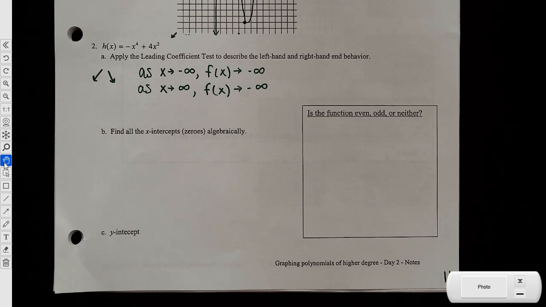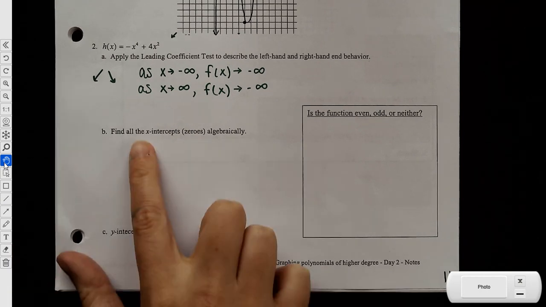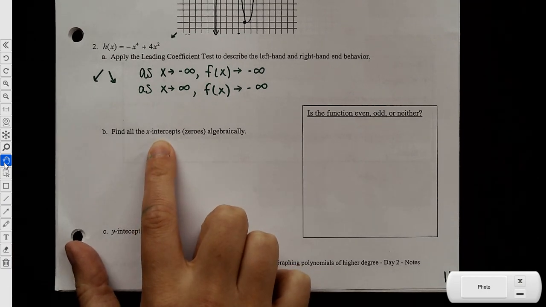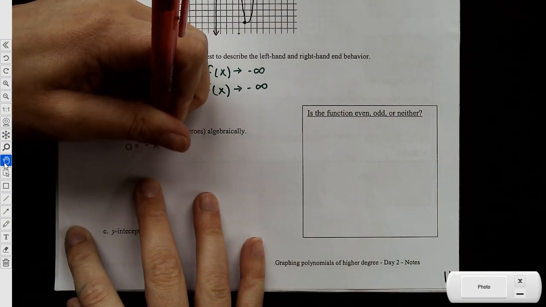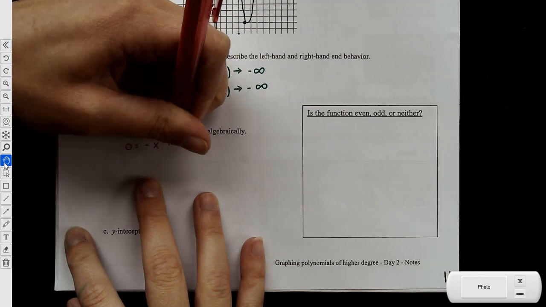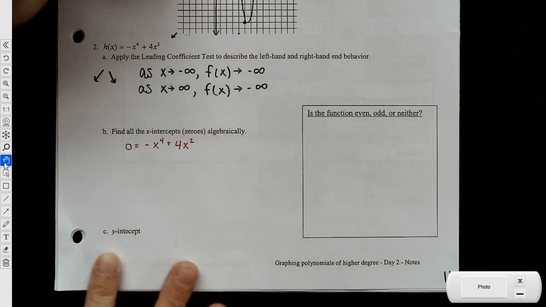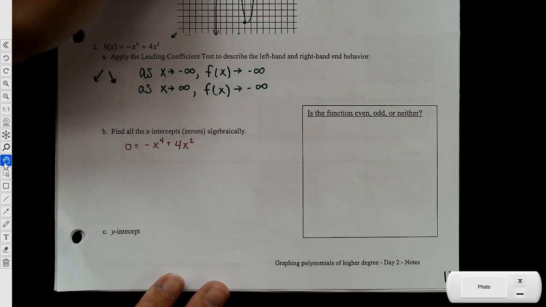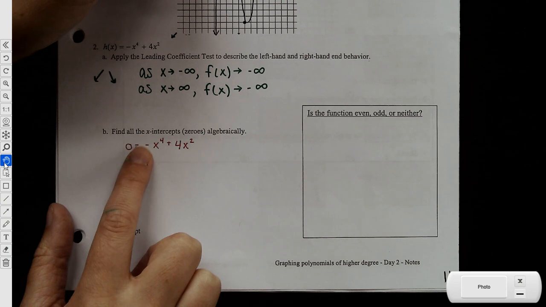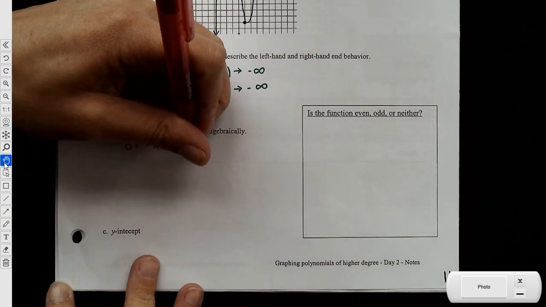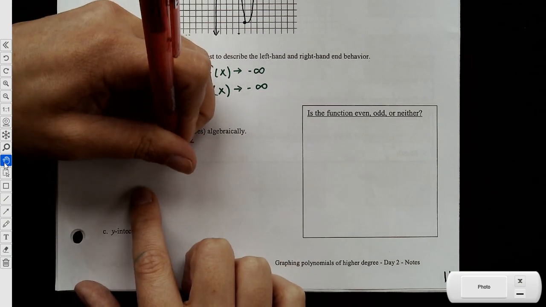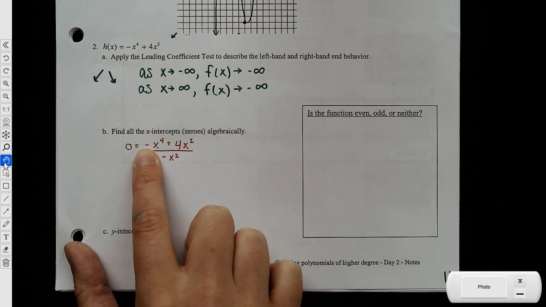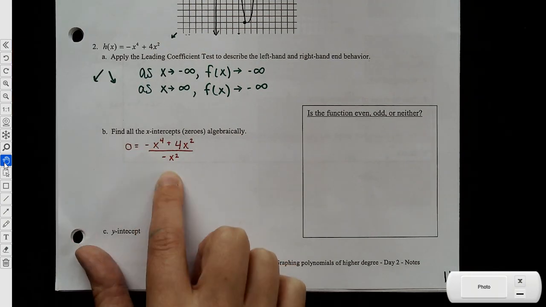So now that I know what's happening on the outside, I want to find out where it's going to cross the x-axis. So I'm finding the x-intercepts. So first I need to factor. So I have 0 equals negative x to the fourth plus 4x squared. Now, something that's really important to me is that I never leave it so that I have a negative leading coefficient. So I'm going to factor out that -1 first, and I'm also going to factor out x squared. So that's my GCF. Whenever the first term is negative, I always factor out a negative.